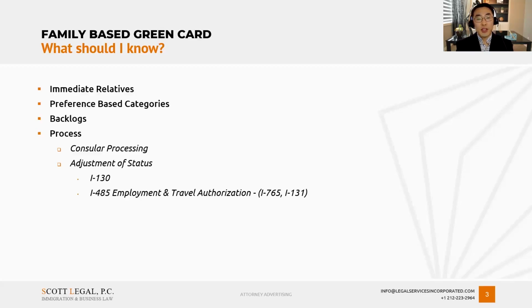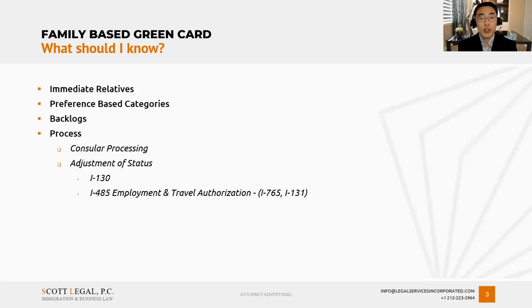But if the beneficiary is inside of the United States, then the beneficiary may apply for adjustment of status by filing Form I-485 with USCIS. It's just one stop for the application, and once USCIS approves the case, the beneficiary will receive the green card.